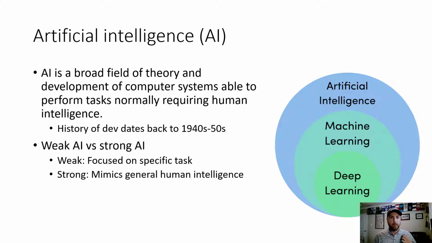So let's start at the top. What is artificial intelligence? AI is a broad field of theory and development of computer systems able to perform tasks normally requiring human intelligence. And so this dates back to the 1940s and 50s. Maybe you've heard of Alan Turing and his famous Turing test. Well, it's based on a paper published in 1950. So AI goes back a long time. At this point, over 70 years, right? So after the Second World War. And obviously over that time, it's increased exponentially in the last couple of decades as its utility has increased. So AI can be grouped into more or less two camps.